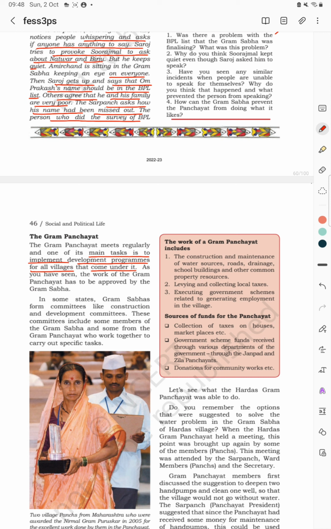The Gram Panchayat meets regularly, and its main task is to implement development programs for all the villages that come under it. It could be one village, or it could be multiple villages. The work of the Gram Panchayat is approved by the Gram Sabha. Panchayat members lay their agenda before the members of the Gram Sabha, and the Gram Sabha members approve the agenda for the work.